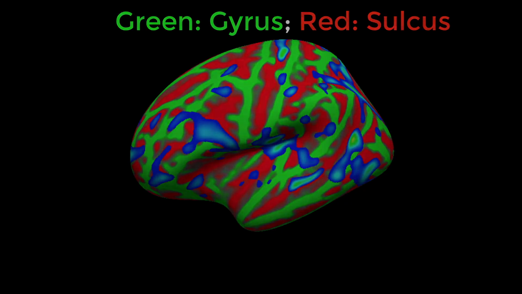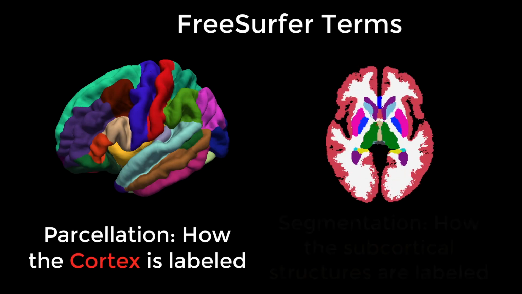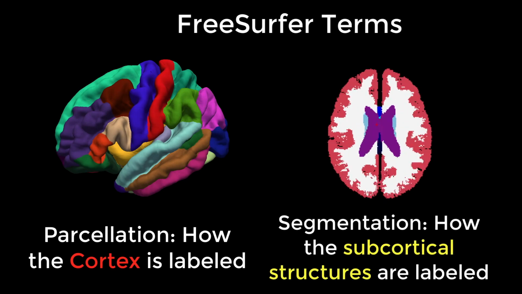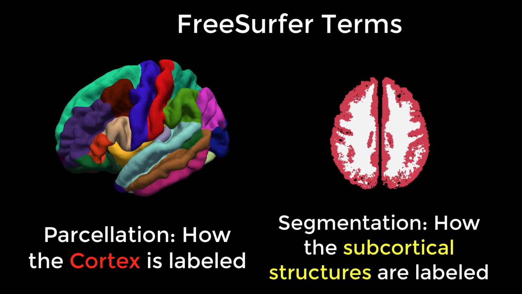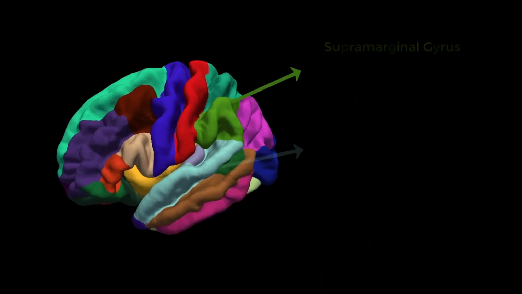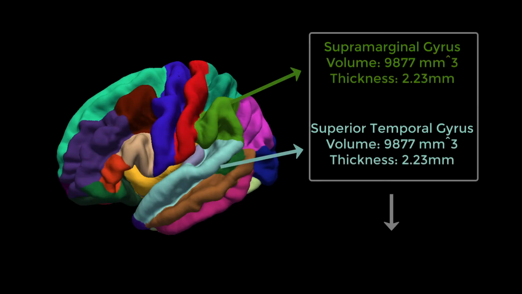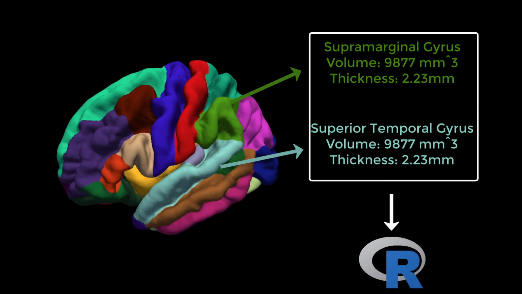of the brain. In FreeSurfer terms, the cortex is parcellated according to atlas boundaries, and the white matter and subcortical structures are segmented into distinct regions. We'll use these terms later when discussing FreeSurfer output files. For each of these parcellations and segmentations, different numbers are calculated, such as thickness and volume. You can export these to tab-delimited text files and then analyze them. In the next video, we'll be going over how to install FreeSurfer on your machine and review the output of the FreeSurfer directory structure. I'll see you soon.